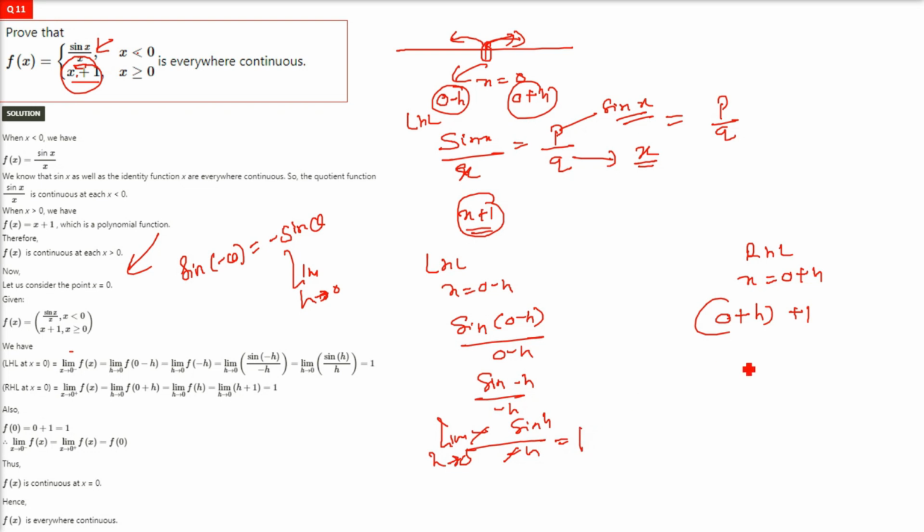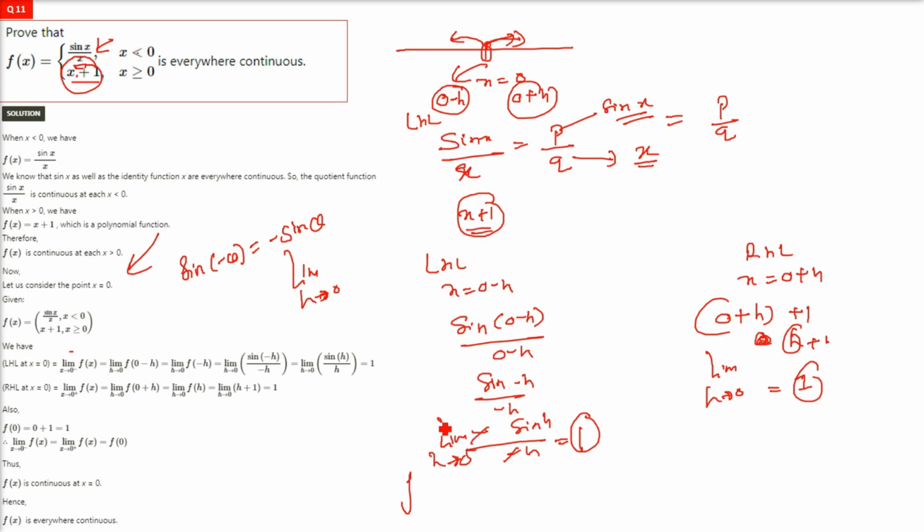This we know. Now here h is 0, so 0 plus 1 is 1. So both ways, that is left hand limit and right hand limit, the values are the same, equal to 1. Right? So when left hand limit and right hand limit are equal, the function is continuous at x equals 0.